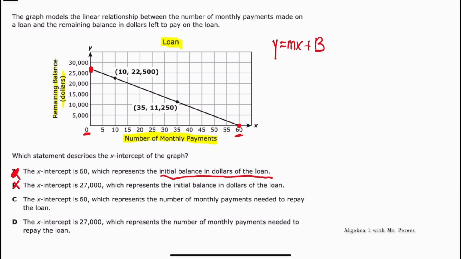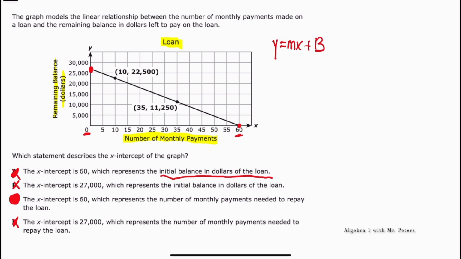Now, when we get over to C, it says the x-intercept is 60, which we know. And it says it represents the number of monthly payments needed to repay the loan. That sounds like the best answer. So I'm going to put a circle around this and we're just going to check on D. Answer choice D, x-intercept is 27,000. We already spoke about that. That would be the y-intercept. And just to make sure, they never told us the initial balance of the loan, so we cannot assume that. So when we look at this, D is also gone, so the answer choice has to be C.